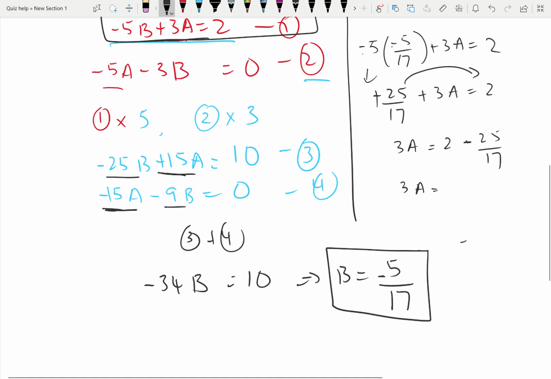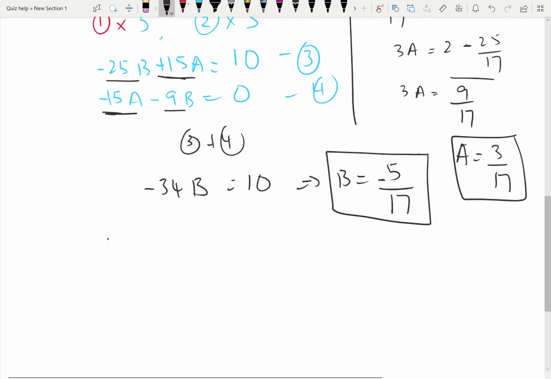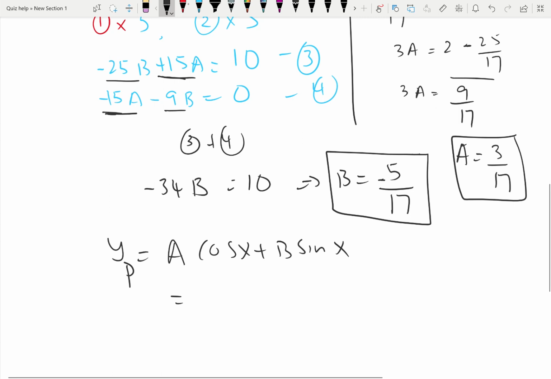If you simplify this, you get 9 over 17, which is a times 3, so if you divide by 3, a is 3 over 17. Okay, so we know a, we know b. We can now write the particular solution. The particular solution guess was a cosine x plus b sine x. So a is 3 over 17, 3 over 17 cosine x, and b is negative 5 over 17, negative 5 over 17 sine x. So this is y sub p.